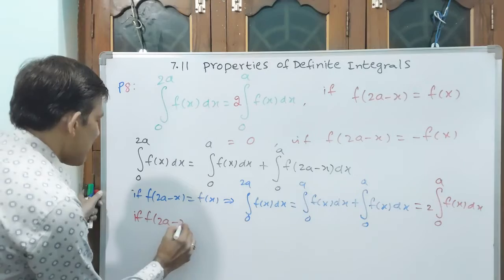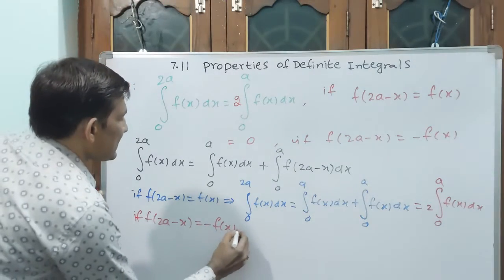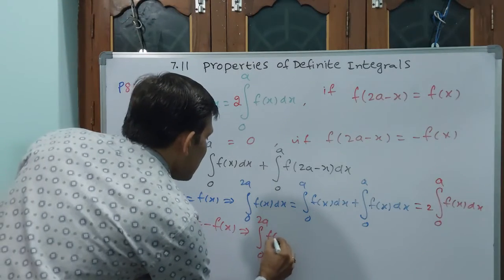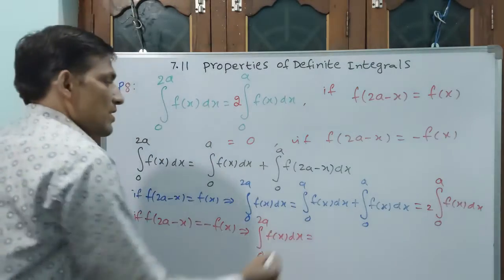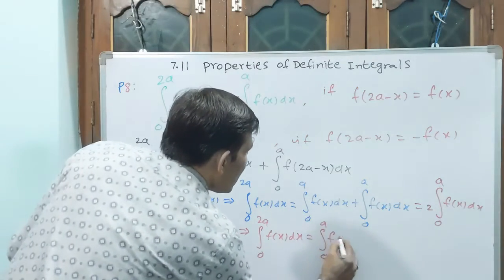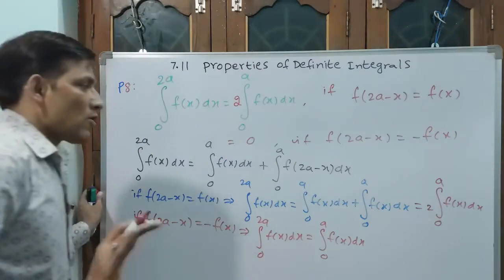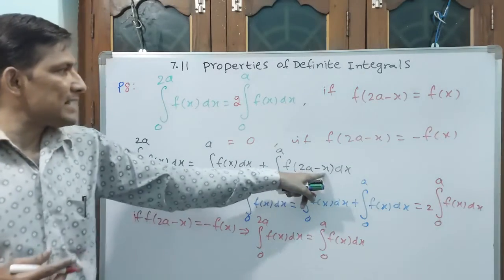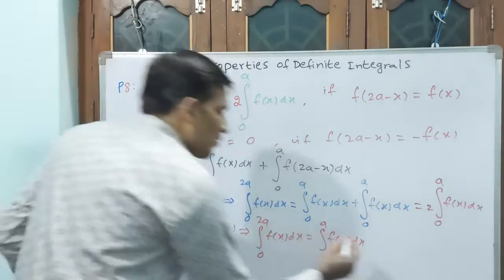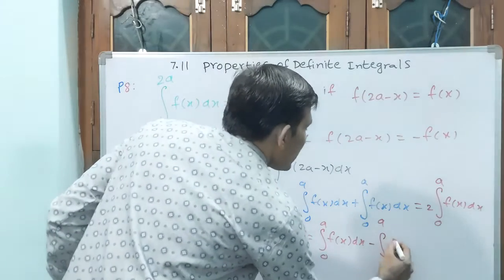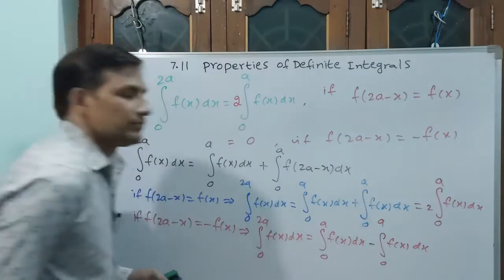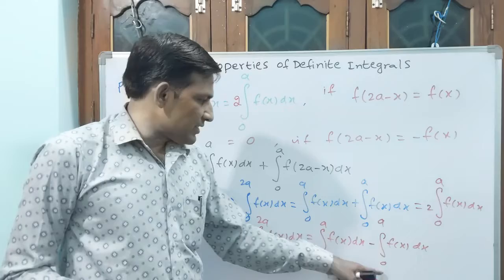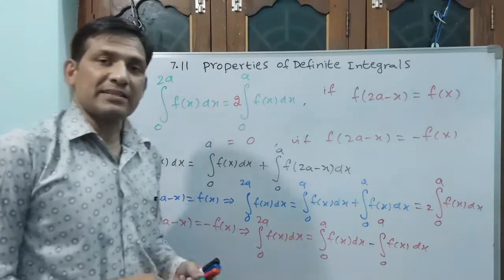If f of 2a minus x is equal to minus of f of x, implies, you see what will happen. Integral 0 to 2a f of x dx is equal to, first one is no change, 0 to a f of x dx. Now you see, as per this property, f of 2a minus x has become minus f of x. That means you take minus outside, integral 0 to a f of x dx. What will happen? Both are going to get cancelled. Why? Because 0 to a f of x dx, 0 to a f of x dx, but this is plus, this is minus. So it is 0.